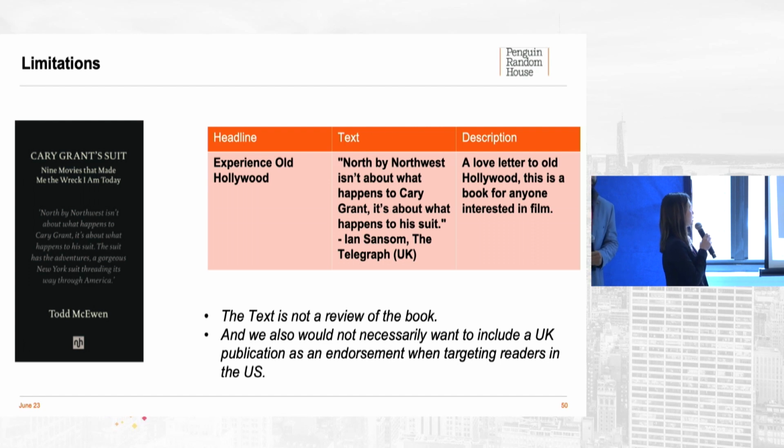In this book, Cary Grant's Suit by Todd McEwen, you would notice if you go to the product detail page at penguinrandomhouse.com that this text that is so-called attributed to Ian Sampson is not actually an endorsement by Ian Sampson. In fact, what the crawler has done is push together 2 pieces of text from different parts of the product detail page into one. So it's definitely not what we want to do, attributing things that do not belong to someone. In addition, Ian Sampson from The Telegraph is actually in the UK. And since we are targeting books, people in the US, we definitely don't want to do that.